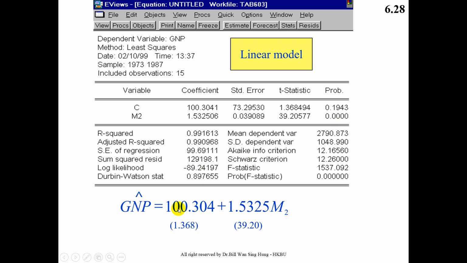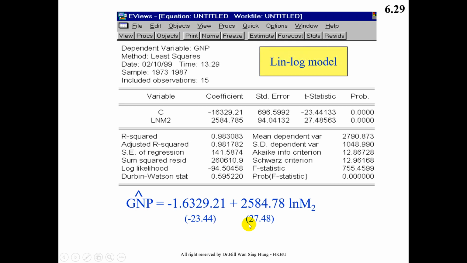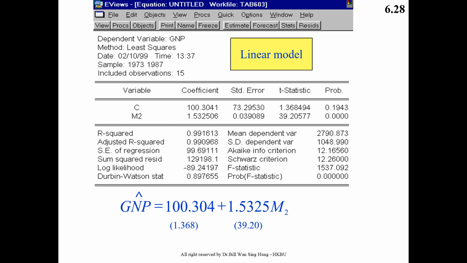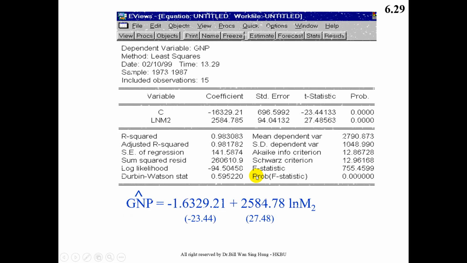And the estimated equation will be written as GNP hat, that is the estimated GNP, is equal to 100.304 plus 1.5325 M2, and these are its t values, and the r squared value is 0.99, adjusted r square is 0.990, and here is the Durbin-Watson, and here is the F stat, which is also highly significant.